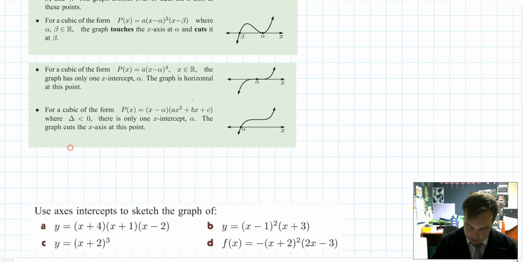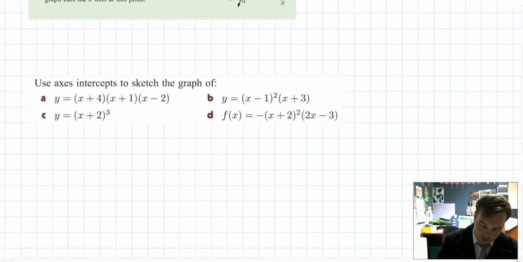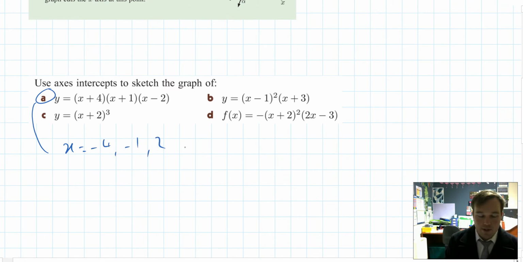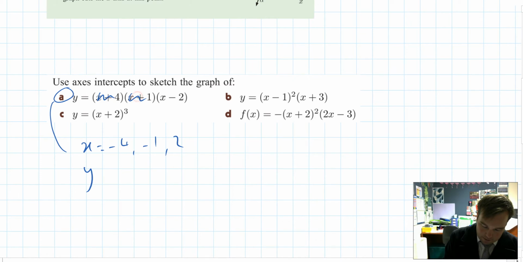Alright, now, a couple of questions. Use axis-intercepts to sketch the graph. To get an axis-intercept, here in A, we have x-intercepts of -4, -1, and 2, and the y-intercept you get when you let x equal 0. So if we're letting x equal 0 here, we basically just get rid of it from there, there, and there. Note how I've kept the sign. Positive 4 times positive 1 times negative 2 is negative 8.